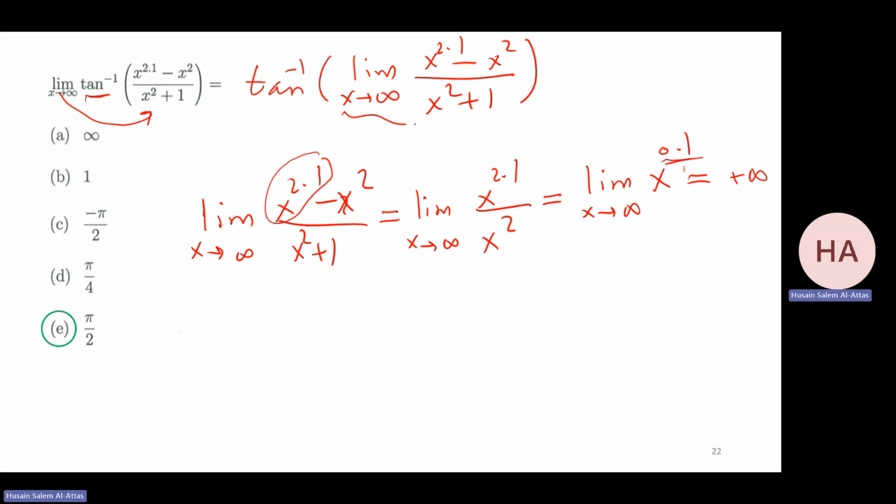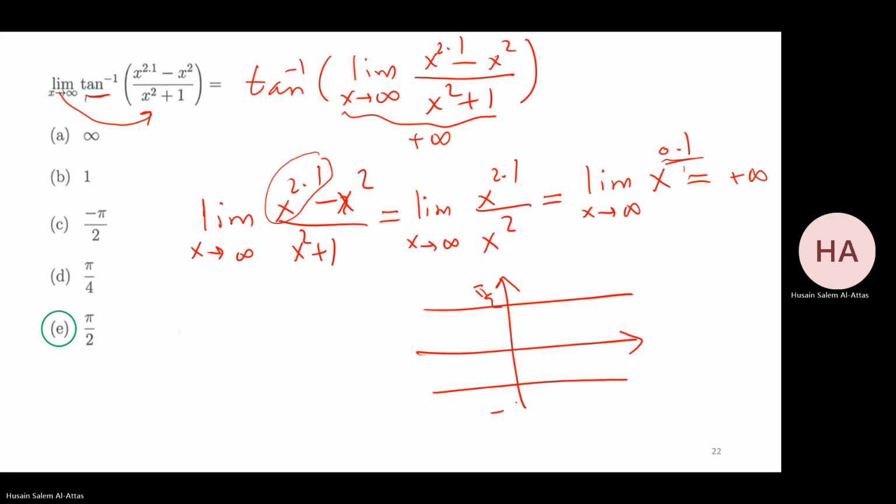So all of this goes to what? Plus infinity. What is tan inverse? As x goes to plus infinity, we know this is tan inverse. You always should remember this graph. So as it goes to plus infinity, I'm going to what? Pi over 2. So this is my answer.